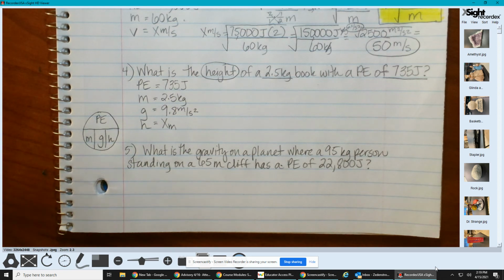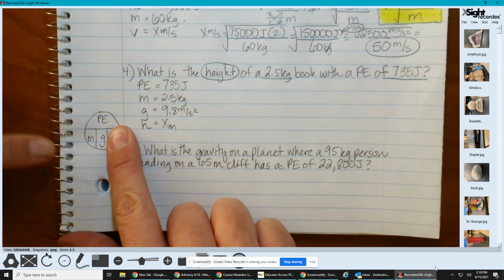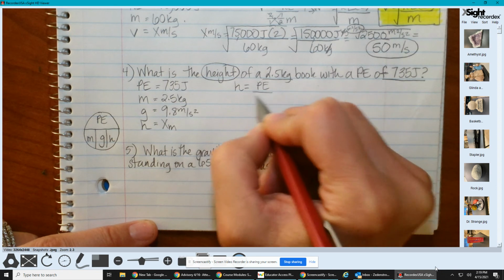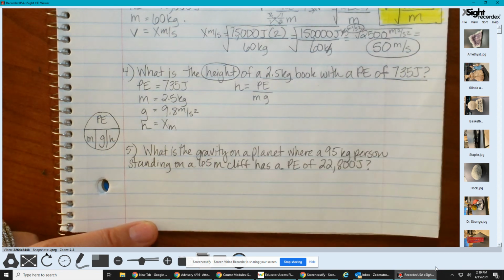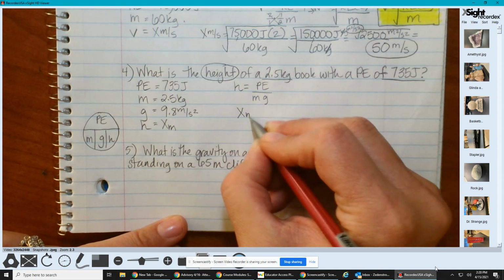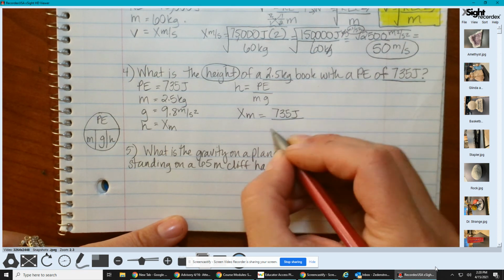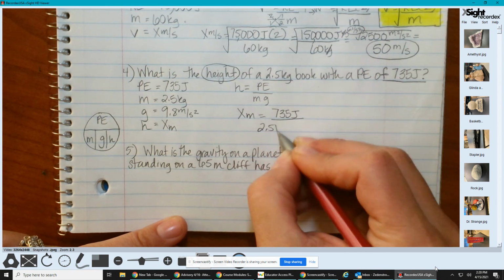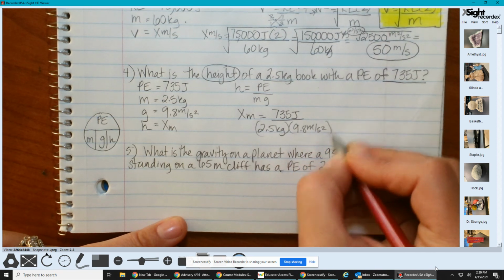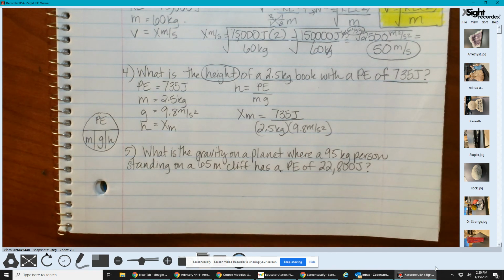Okay, so to get the equation, I'm looking for height, cover up H, and I get PE on top, mass and gravity on bottom. So height equals potential energy on top, multiplying mass and gravity on the bottom. So now I'm just going to plug it in. X meters equals my potential energy on top, 735 joules, and my mass and gravity on bottom, so 2.5 kilograms multiplied by 9.8 meters per second squared. And notice I kept the squared inside the parentheses because it's part of the unit, which will remind me not to square anything by accident.